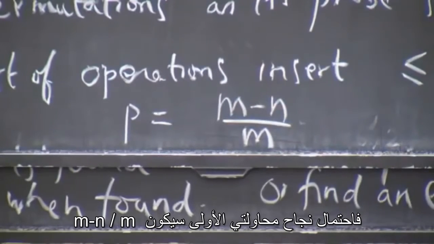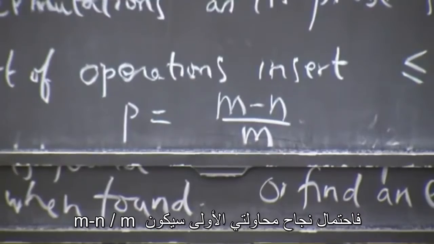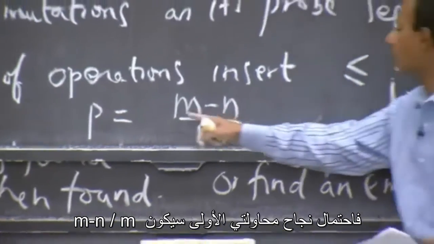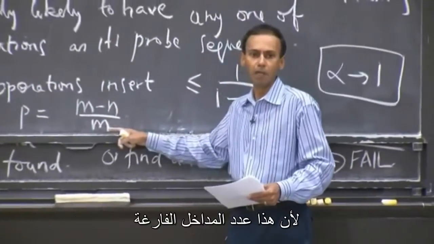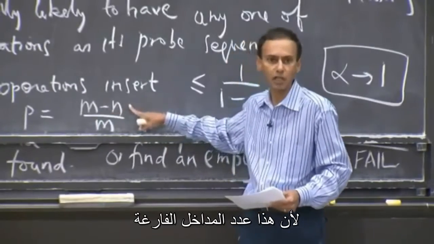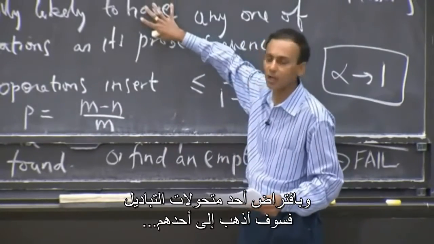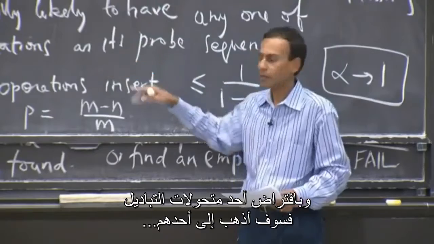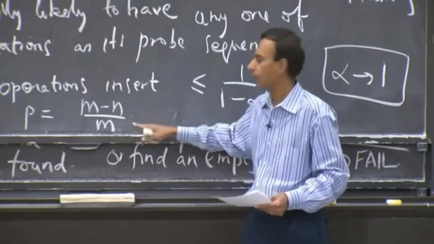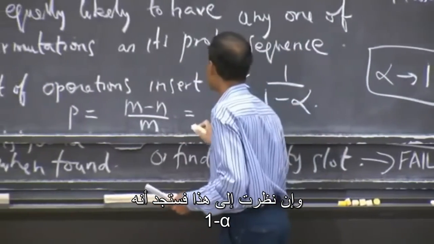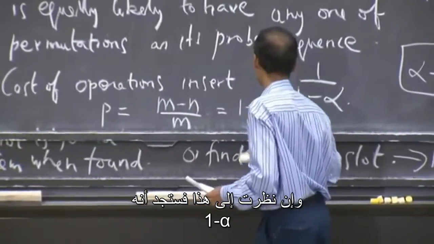The probability that my very first trial is going to succeed is going to be (m minus n) divided by m. Okay? Because these are the number of empty slots, and assuming my permutation argument, I could go into one of them, and so that's what I have here. Okay? And if you look at what this is, 1 minus alpha.